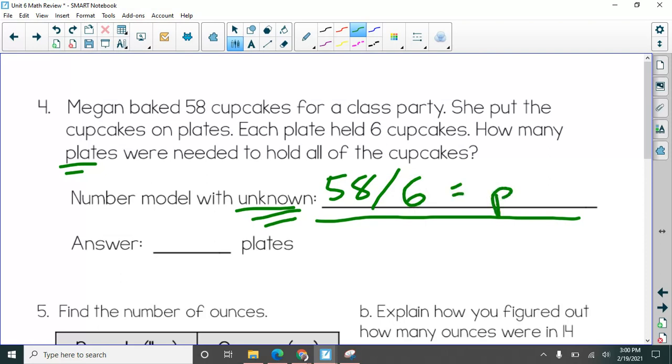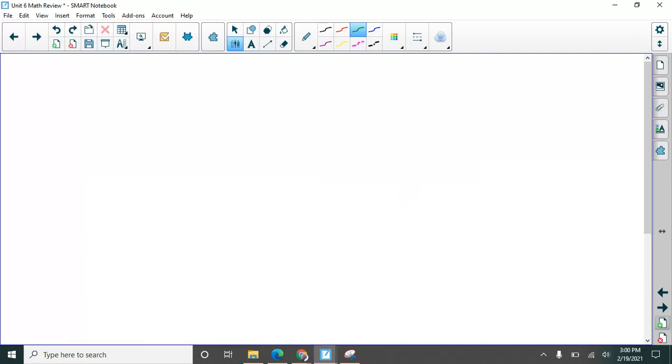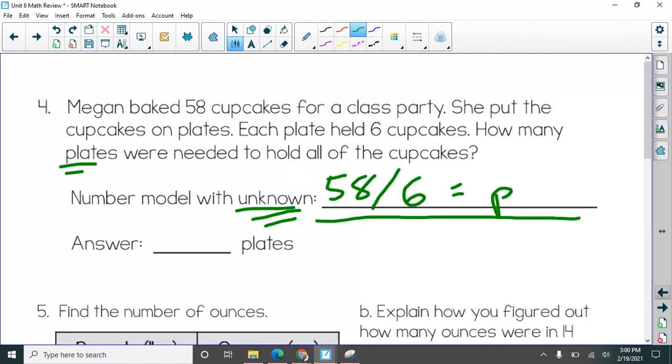All right, I would like for you to divide this, and then I would like for you to think about what to do with the remainder. All right, let's check your work. Did you do 58 divided by, what was it? 6.